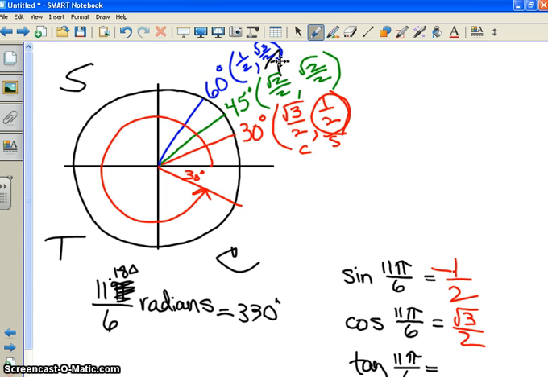And tan is going to be sin divided by cos, so negative 1/2 over radical 3 over 2. The 2's are going to drop out, which will leave us negative 1 over radical 3, which in simplest form would be negative radical 3 over 3.